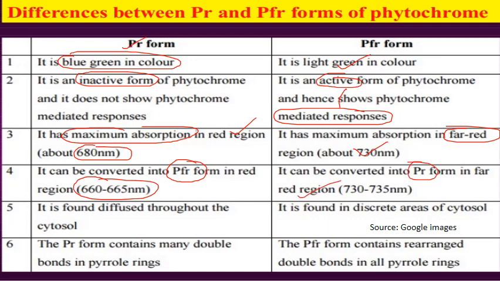PR form is found diffused throughout the cytosol. It is more abundant in the cytosol, while the PFR form is found in discrete areas of the cytosol. The PFR form is present in particular restricted areas of the cytosol.